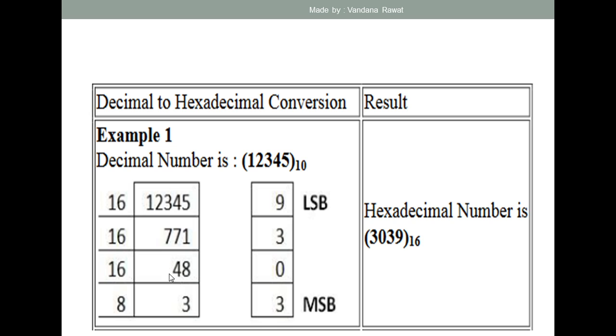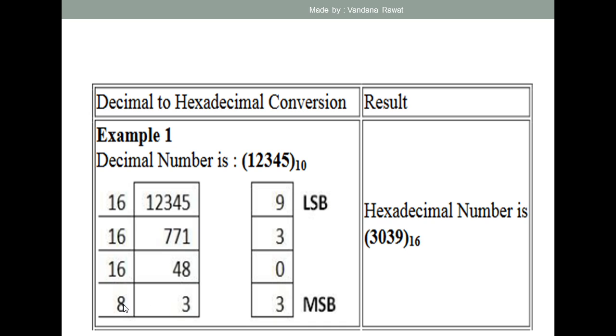Then after that you will divide this 48 by 16. Then in the remainder part you are getting 0 because it is completely divided. Then at last you are getting 3, which cannot be divided by 16. That means you will write this 3 same as this number. So this will be your MSB digit. Okay, then whenever you write the resultant part, it would be 3 0 3 9.